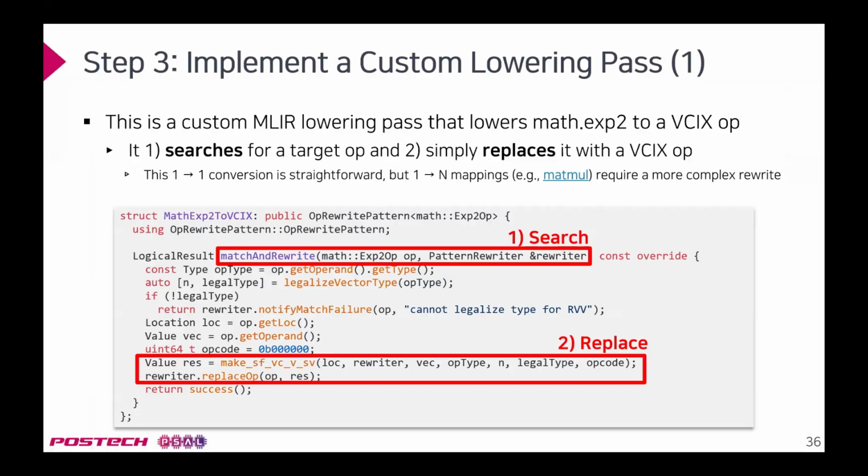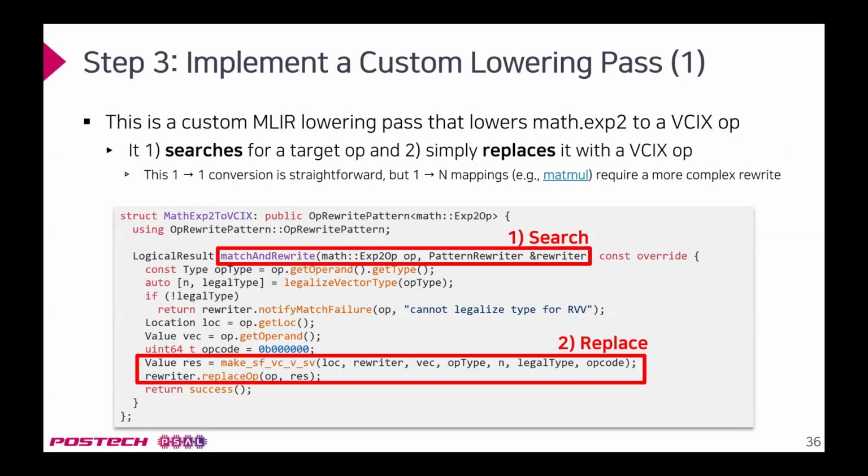Now, step 3 is to write an MLIR lowering path that converts mass.exponent2 to a V6 operation. And this is the example code. This is a C++ operation rewrite pattern. It works by searching for any mass exponent 2 operation in the MLIR code and replacing it with a V6 operation using our defined OP code. So this is a straightforward one-to-one conversion.